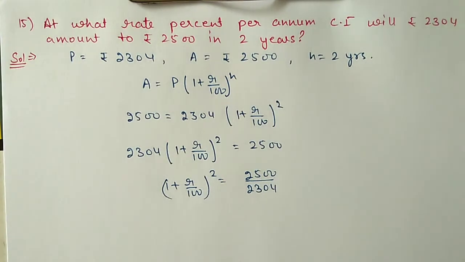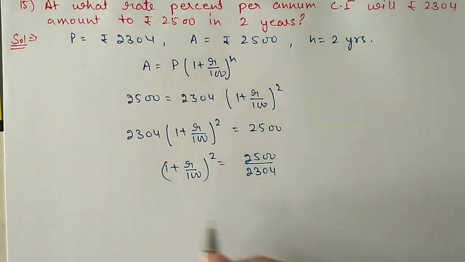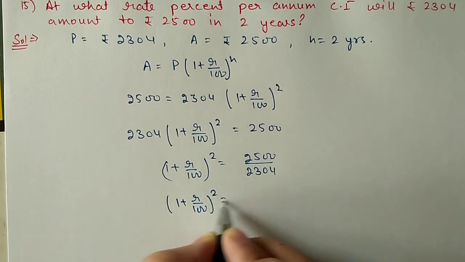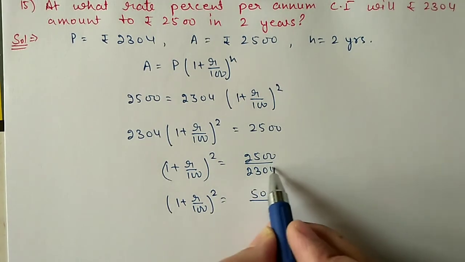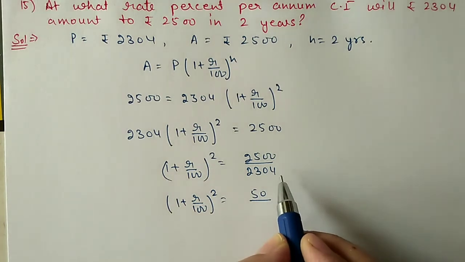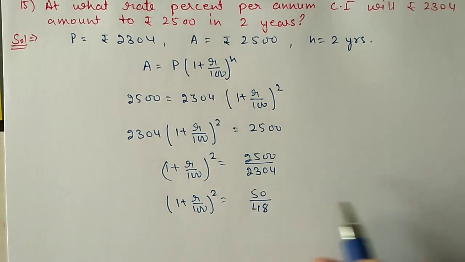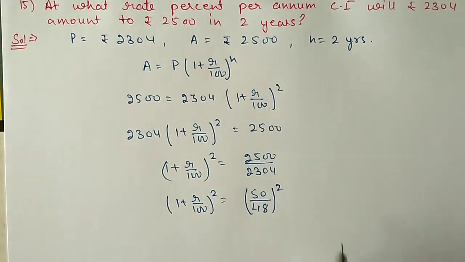Now because on the left side we have power 2, this thing also we have to change into power 2. The numerator we know is 50 square, and for the denominator you can use the hint. You can see the last digit is 4, so 2 2s are 4 or 8 8s are 64. So here it will be 48 square, or you can check by the square root method. This we can write as 50 by 48 whole square.